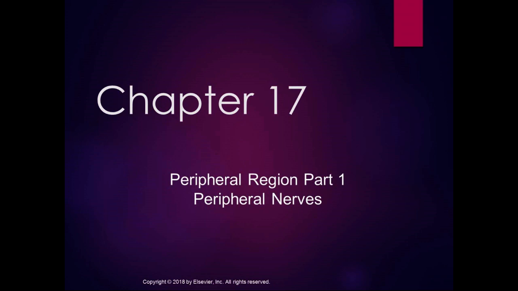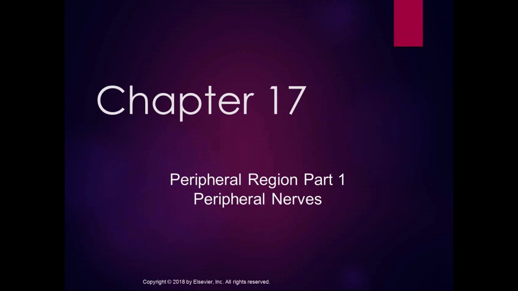So the last 4 weeks we have been discussing vertical systems. We talked about the autonomic nervous system and the somatosensory system and the motor system and some other things having to do with motor. Now for the rest of the quarter we are going to start talking about regions. The first region we're going to talk about is the peripheral region.